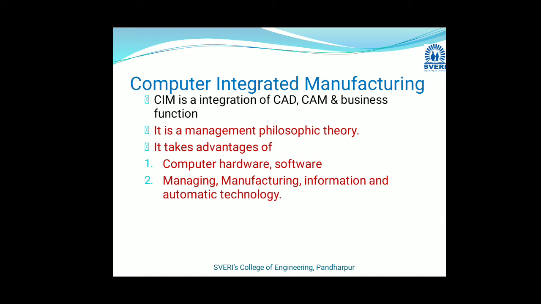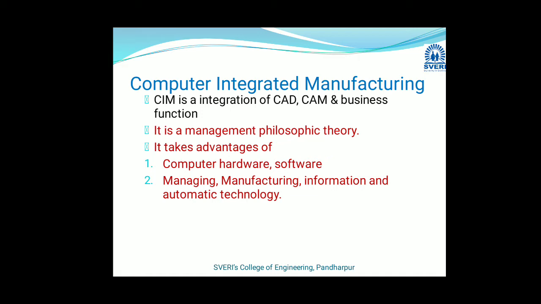In the previous lecture we have seen what is computer-aided process planning, its types, advantages and functions. So today's lecture we will see computer integrated manufacturing. Okay. What is meant by CIM? It is the integration of CAD/CAM and business functions, integrating all functions.